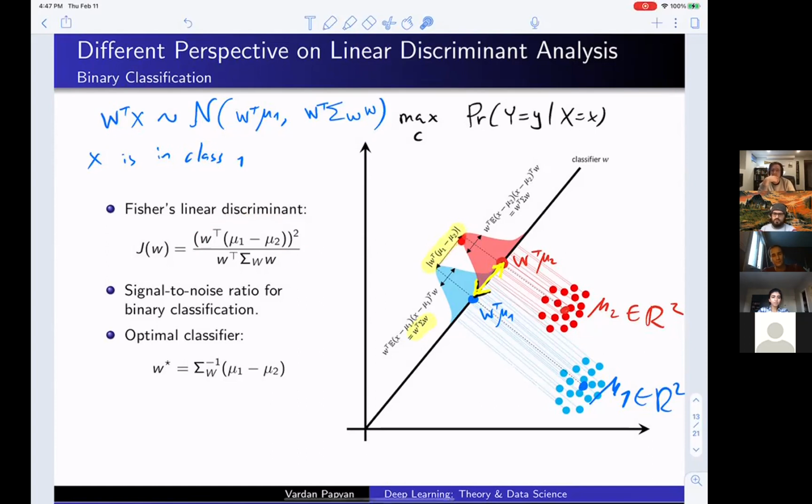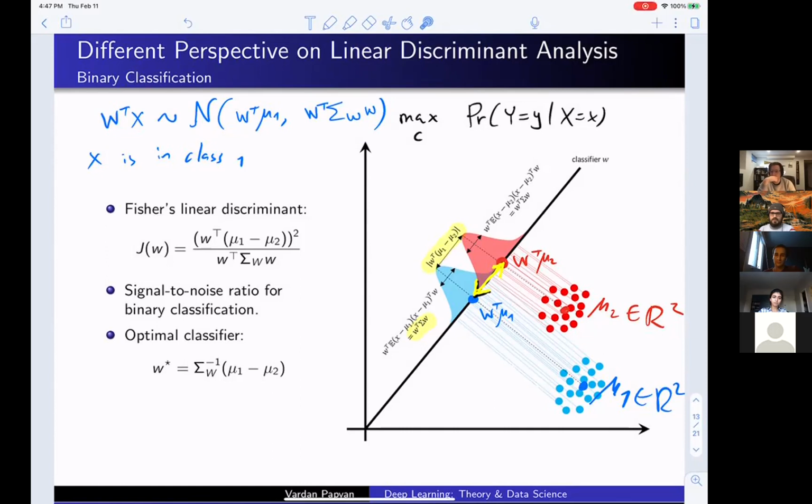Because this quantity by itself doesn't make any sense, right? This is just a difference between two quantities. But what you want to do is normalize it by the variance. And then you get a pure number, so to speak, right? So the ratio is extremely important, not one of the quantities by itself.